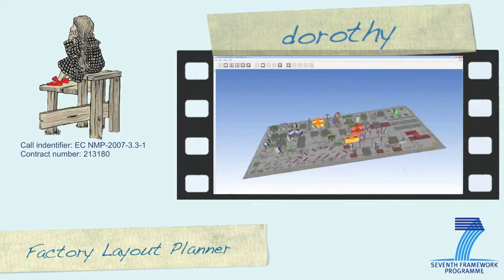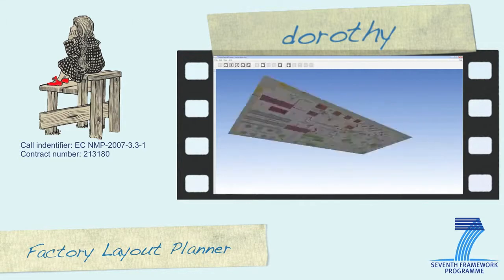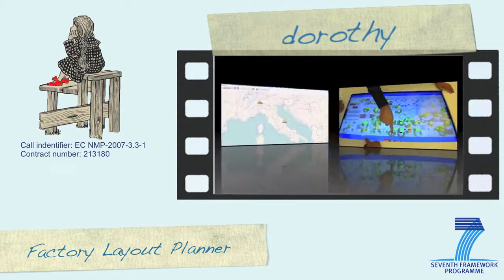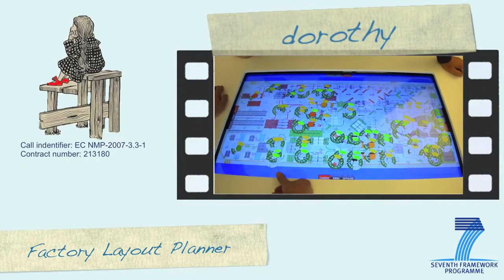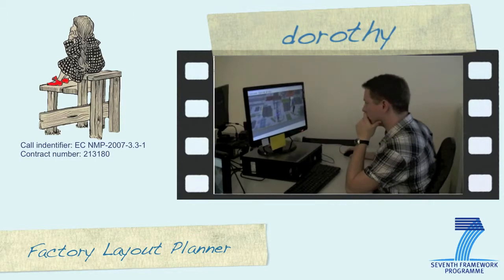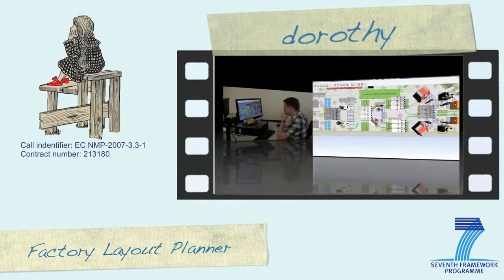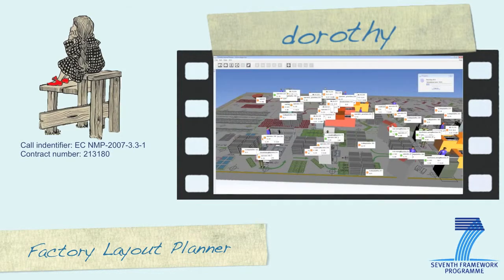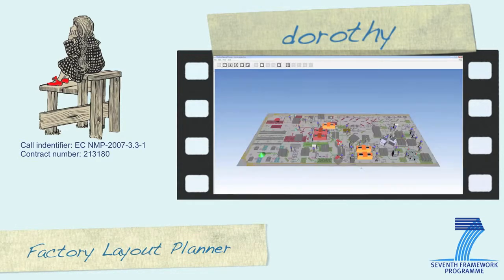In the Dorothy project, several tools have been developed for supporting design, configuration and reconfiguration of flexible multi-site, multi-nation production factories for manufacturing mass-customized shoes. Amongst them, the Factory Layout Planner is a collaborative tool for three-dimensional design of the factory layout and simulation of its performances.